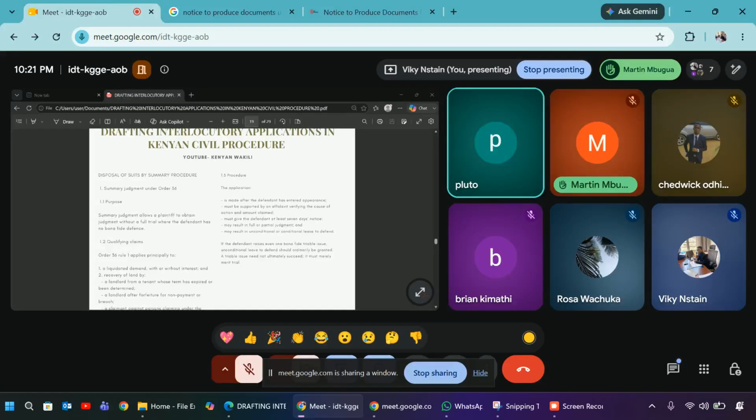Before summary judgment and interlocutory judgment. Order 10, that is default judgment. That is for judgment in default. Number 1, the defendant has failed to enter appearance within the prescribed time. Or number 2, has entered appearance but filed no defense. So basically, there is no defense, there is no appearance, make an application for default. Or order 36, I believe, summary judgment.